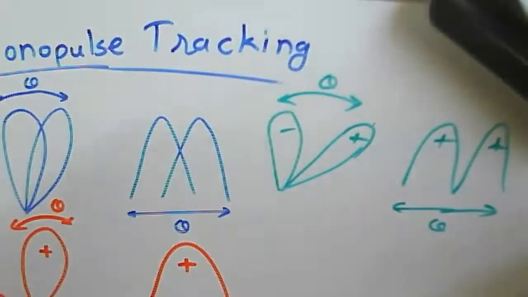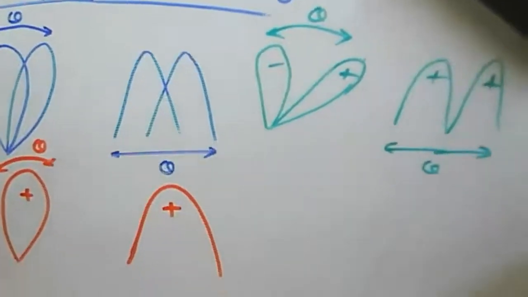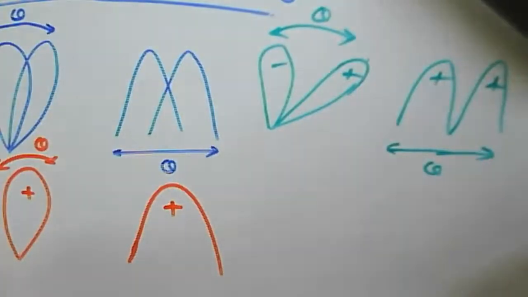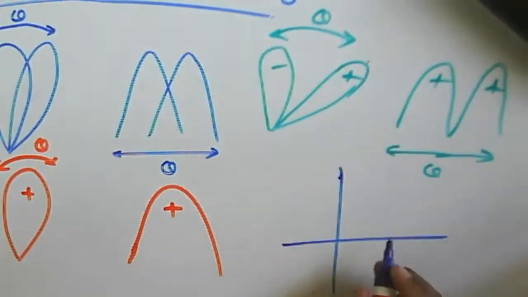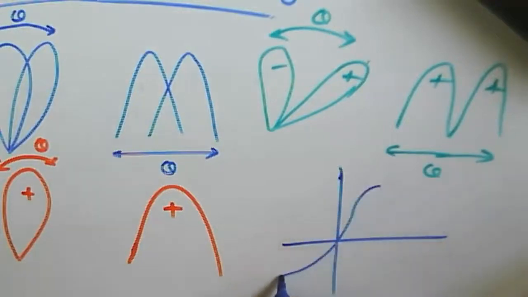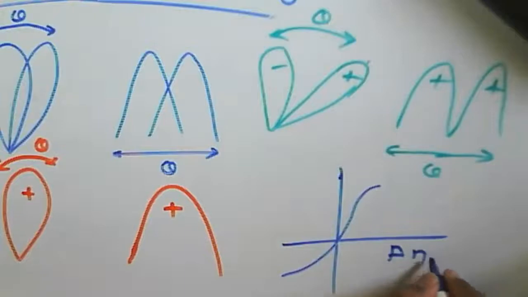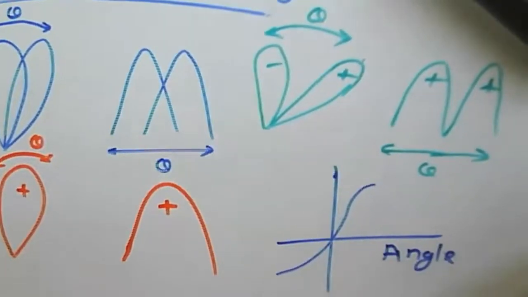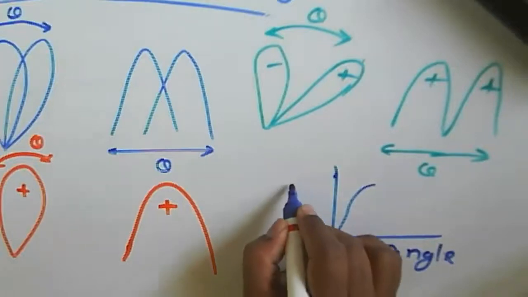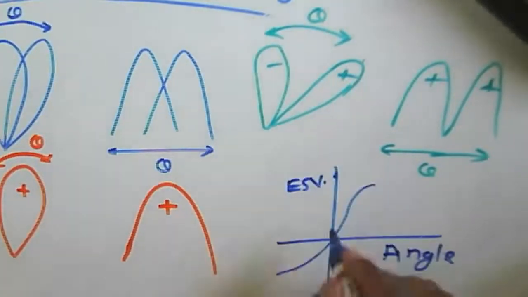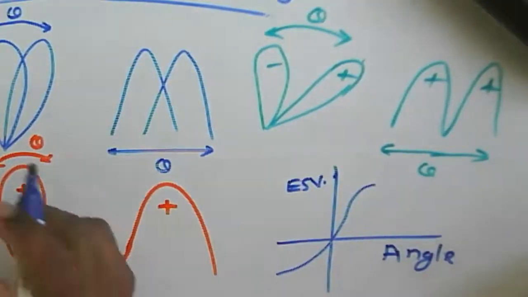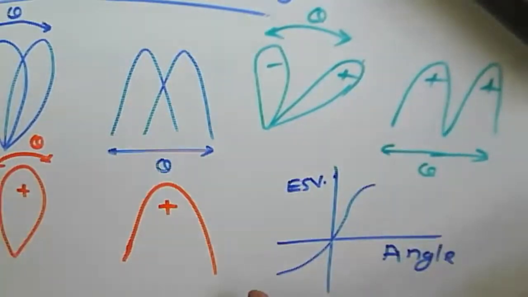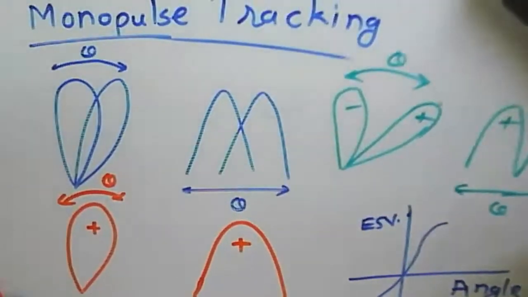From this, we can find out the error signal. The error signal is nothing but the difference in the angle here. So I want to find out the error signal in terms of the angle with respect to the boresight. This one is the error signal, and this one is the error signal voltage. Through this boresight, we can find out the angle for these two particular beams.